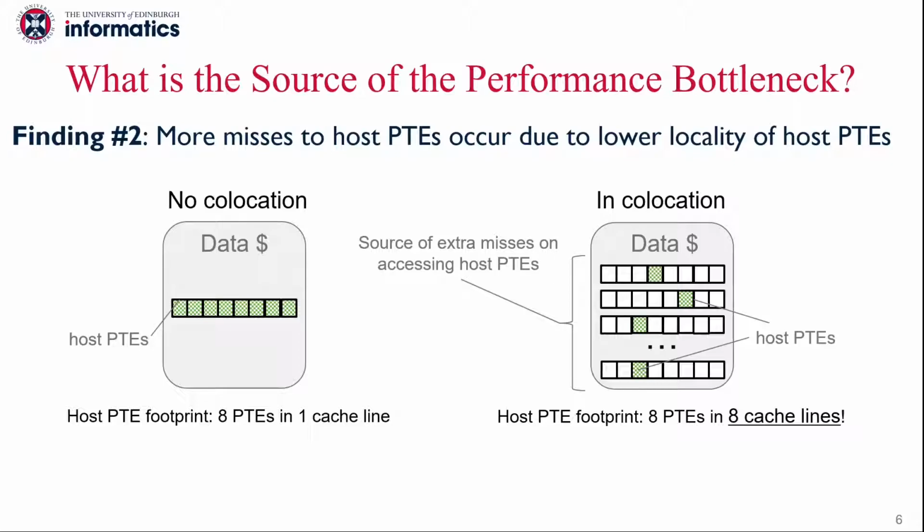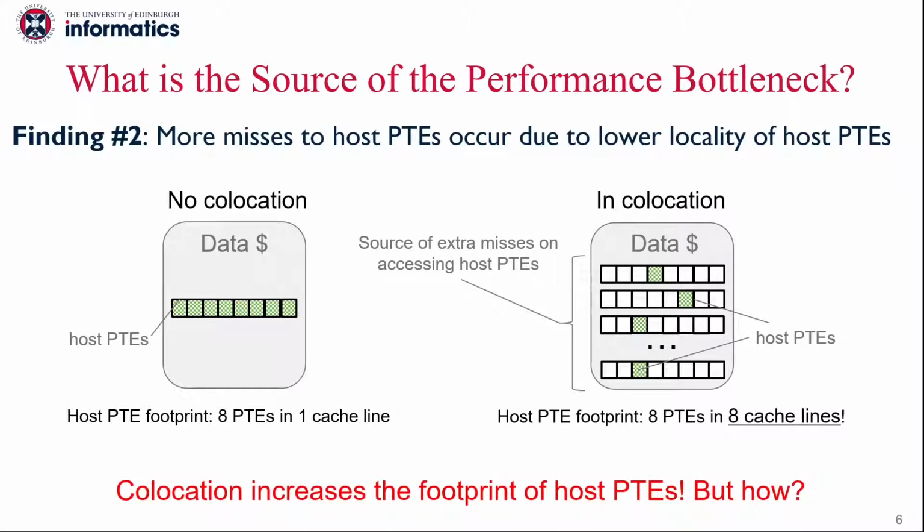During standalone execution, page walks translating addresses of nearby virtual pages read PTEs from just one cache line. In contrast, in collocation, page walks translating addresses of nearby virtual pages fetch multiple different cache lines and don't benefit from locality.